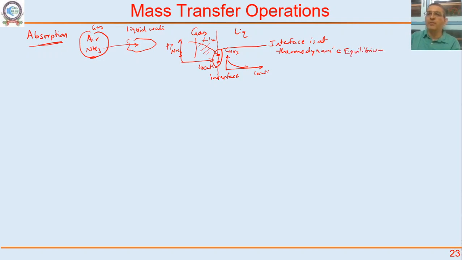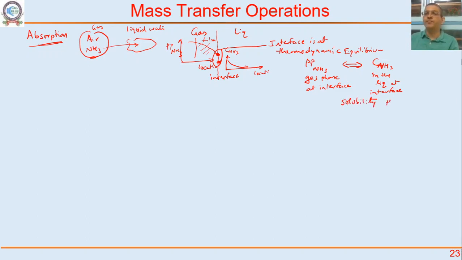That means the partial pressure of ammonia in the gas phase at the interface is in equilibrium with the concentration of ammonia in the liquid at the interface. It is on either side of the interface, gas side and liquid side. This equilibrium, solubility, is how you are going to describe it.